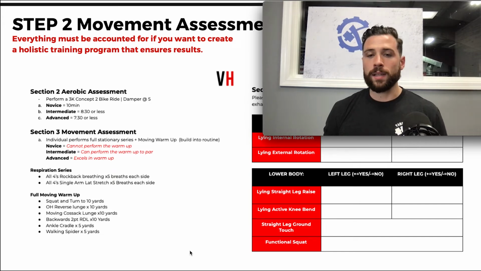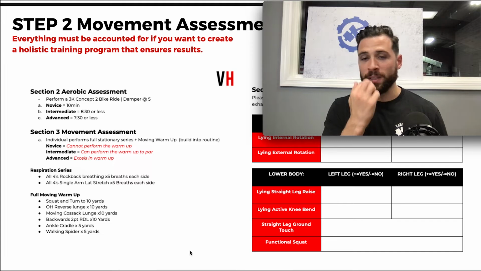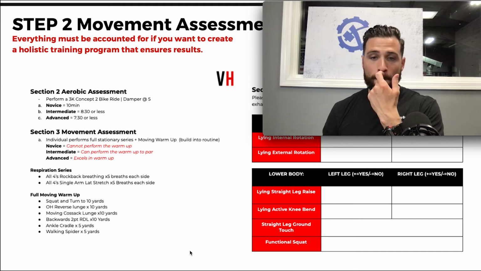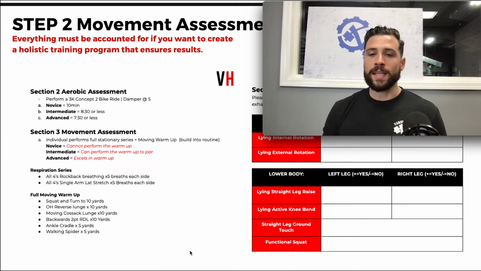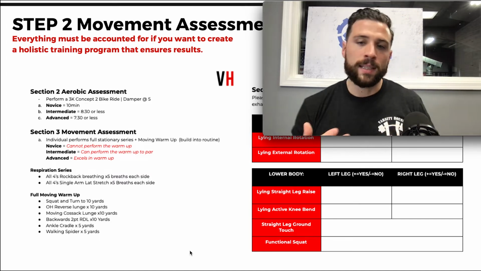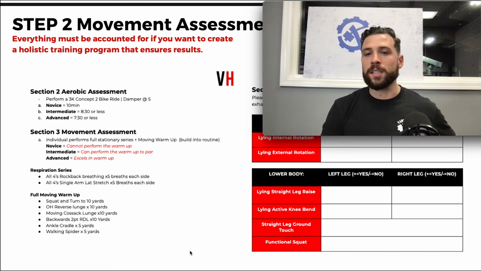Now for the lower body, why did we pick these tests? A lying straight leg, an active knee bend, a straight leg ground touch, and a functional squat. So I'm looking at pelvic anatomy here, right? One of the most common compensations that we see in the PRI community is what's called a left AIC pattern, an anterior interior chain pattern.